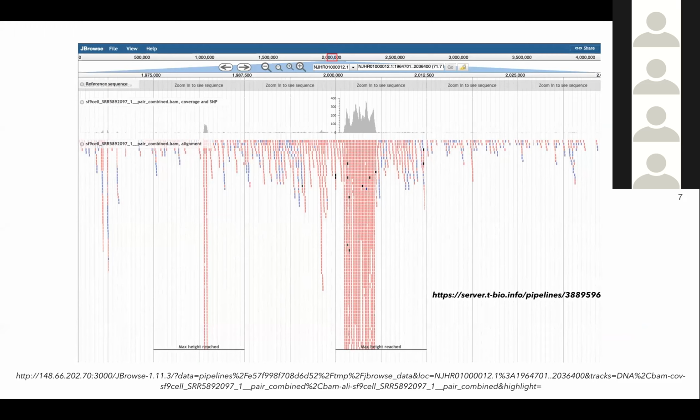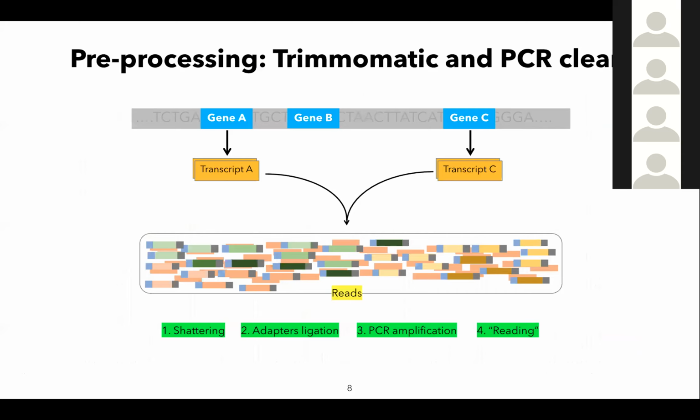So what exactly are we looking at? We're looking at genes that are encoded in the reference genome. Some of those genes are transcribed into mRNA, and the mRNA is in transcript format. That means that some exons are connected together by removing the introns. And then that mRNA is shattered, and PCR amplification and adapter ligation are applied so that it could be read in the sequencer, right? So this is the raw data that we are dealing with.